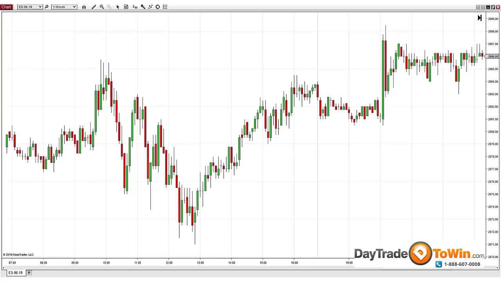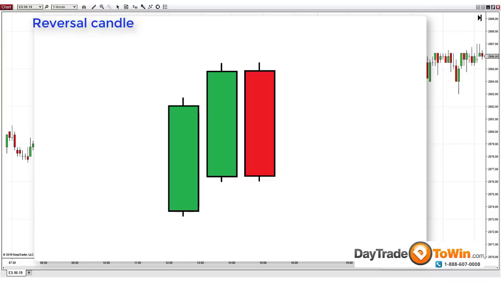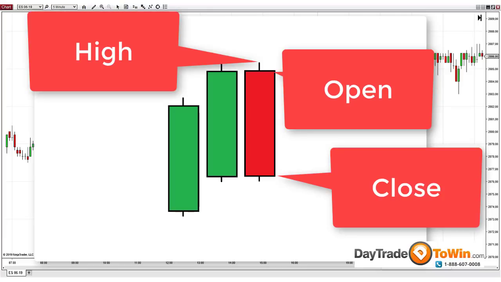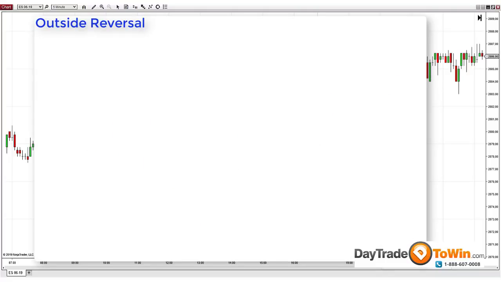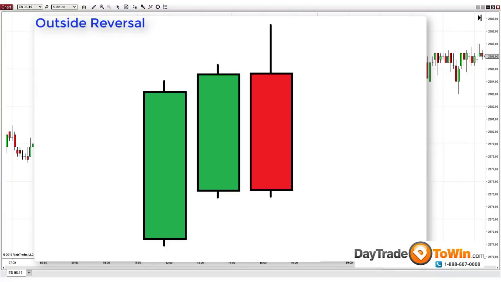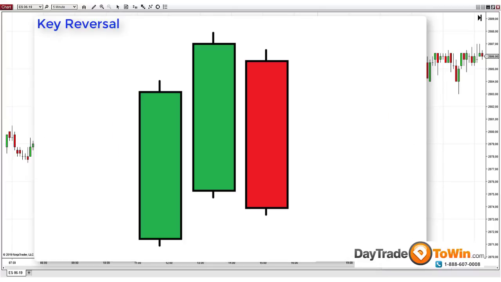And so on. So the definition of a reversal candle is that the candle opens, it makes a high but then closes below the open. And that also means that it closes below the close of the previous candle. There are also variations of this pattern. The first variation is the outside reversal candle. Outside means that the highest high of the candle is higher than the previous candle's highest high. Then we have the key reversal, which means that the candle opens lower than the previous candle's close. It then moves higher and then closes below the open, and it also closes below the previous candle's close.